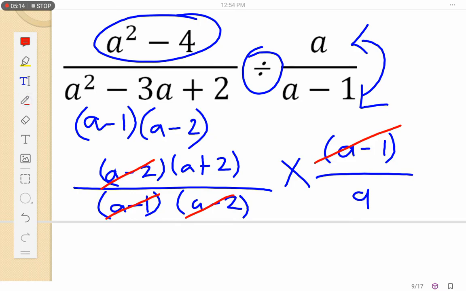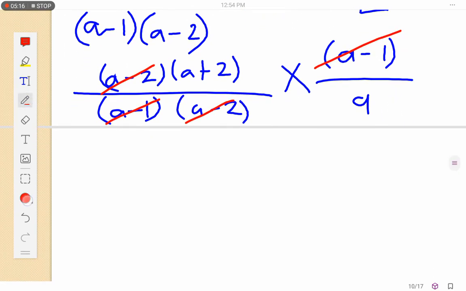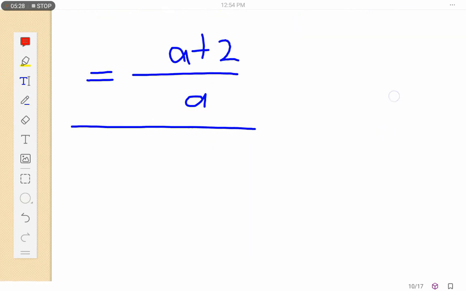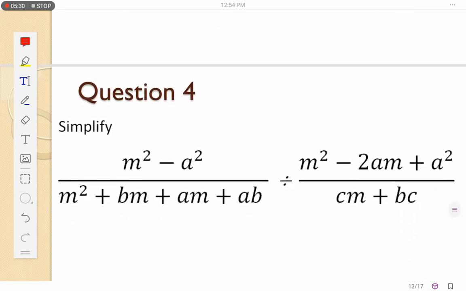What else? I don't think there's anything else. Let's simplify and write what we have. We have a plus 2 over a. I think this is the simplest way that we can go. So that's the final thing that we have there. Let's go on to the other last question. I think that's the last question.